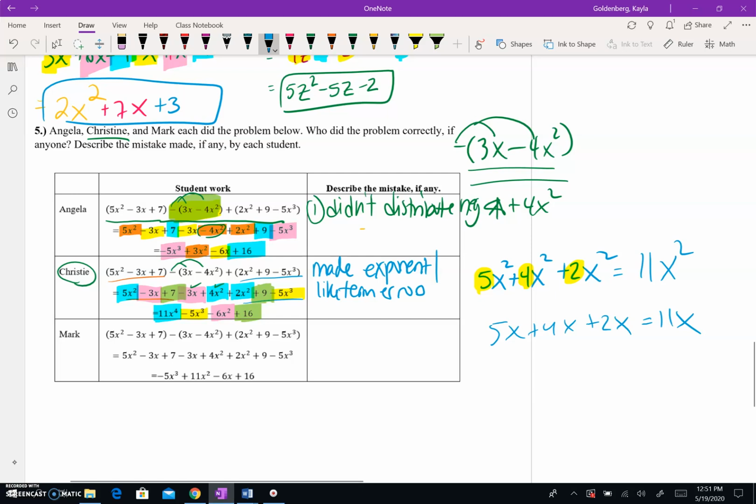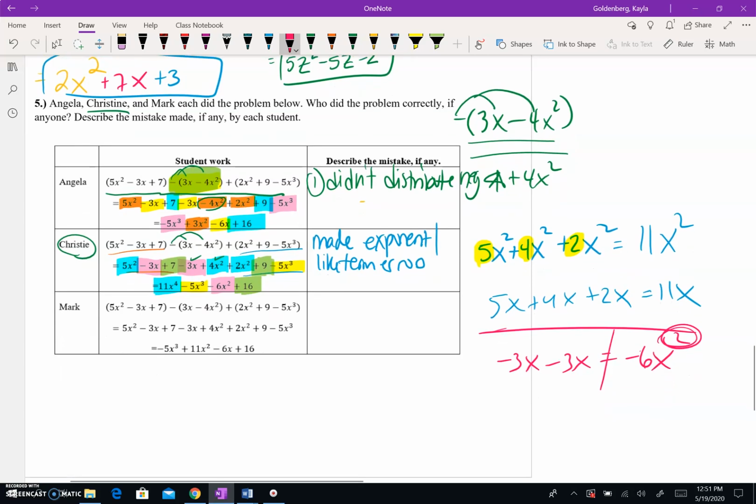Same thing happened if you look at the pink work. So the pink work, she said negative 3x minus 3x equals negative 6x squared. And that's not true. The issue there is that it should just be negative 6x. Okay, so that's the mistake that Christy made. I'm going to work through Mark's, and I'm going to unpause it once I'm ready.